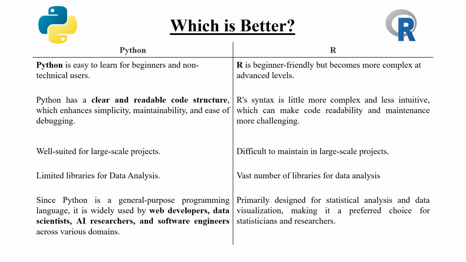If you are working in data science, machine learning, or AI, Python is an ideal choice. However, if your focus is on handling large data sets, conducting statistical analysis, or working as a data analyst, then R is the way to go.